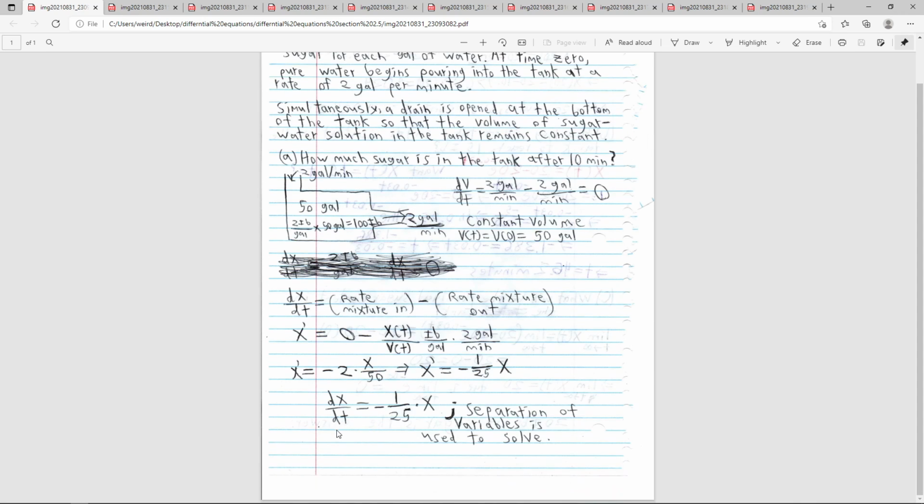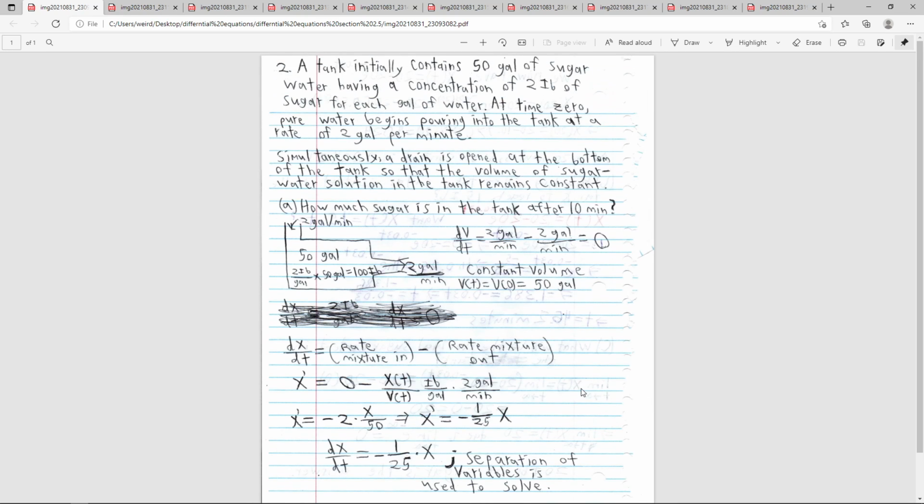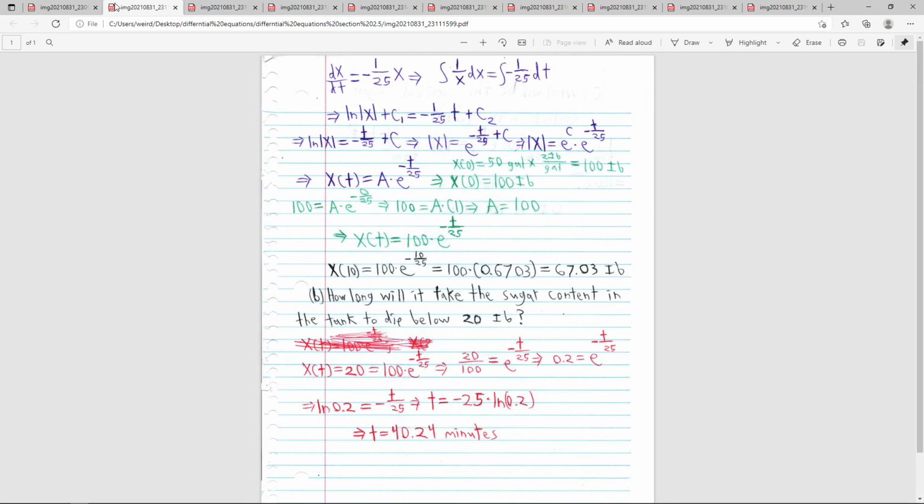So dx/dt, we can rewrite it as just dx/dt because we're going to use separation of variables, is equal to negative 1/25 x. Because this is very easy to solve by separation of variables. It's not a linear ODE like before. It's not the type we have to worry about. So we set it up and do separation of variables.